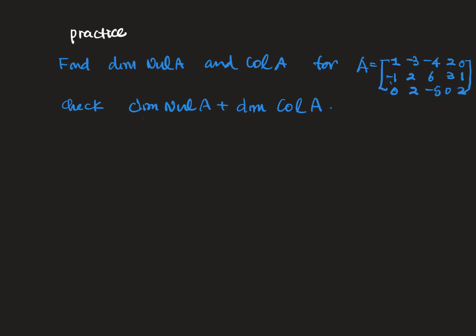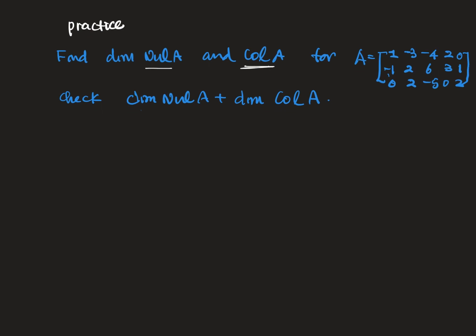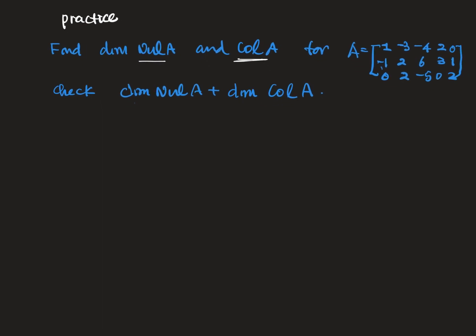Let's start one example right here. We want to find the dimension of null space and dimension of column space for a given matrix. This is not in reduced echelon form. We have to do it and check it. This one we did in the previous example, right? Just do it by yourself and then check your answer with me, guys. Okay, let's do this one. This is the matrix we have.